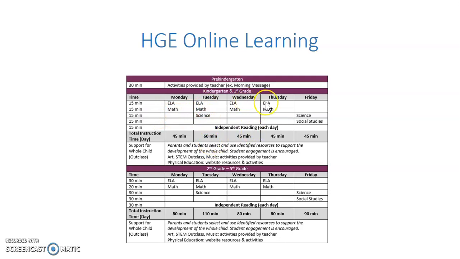Wednesday and Thursday are the same as Monday. And then on Friday, for 45 minutes, that would be 15 minutes of science, 15 minutes of social studies, and again, 15 minutes of independent reading. Additionally, your outclass teachers will also have a course that the students can join in order to participate in some of those activities for the different outclasses. So they will provide you with resources that the students can engage in during the week.